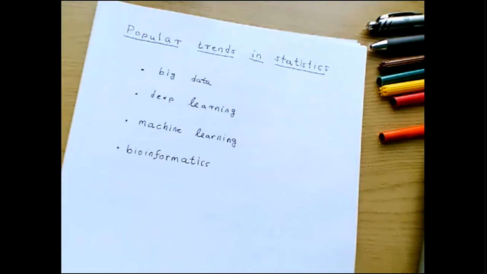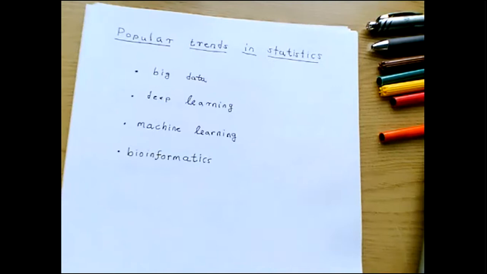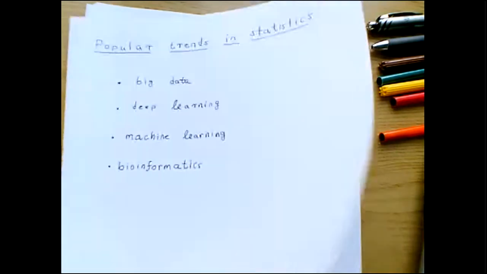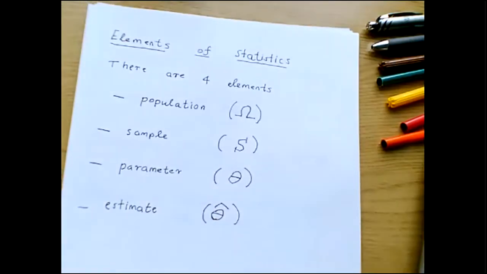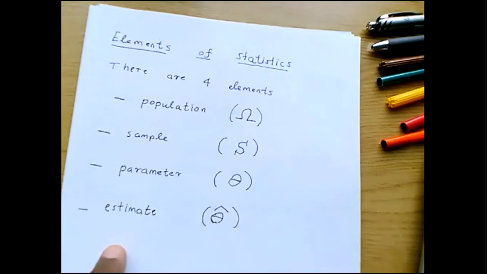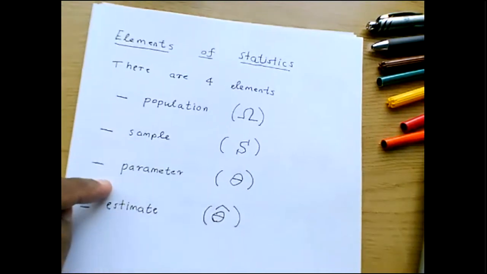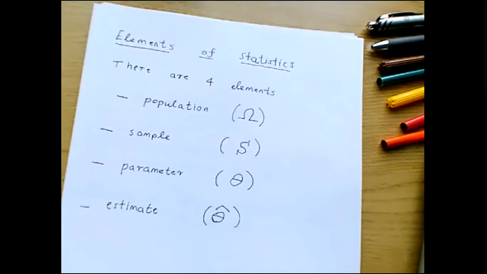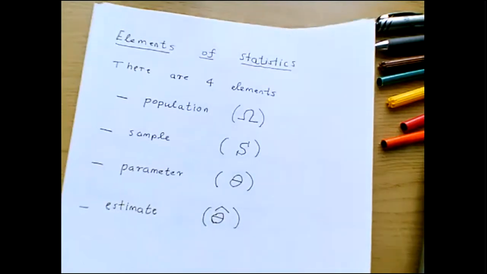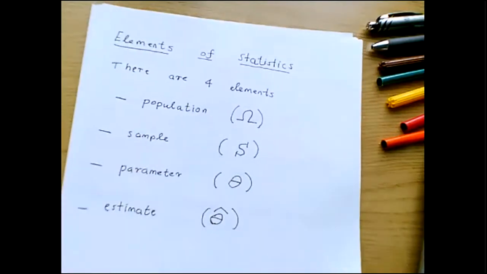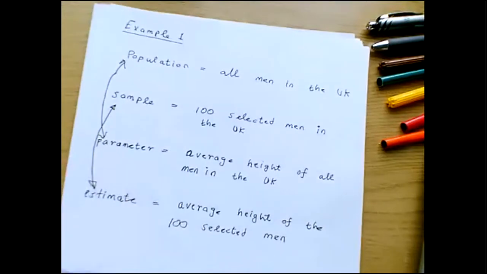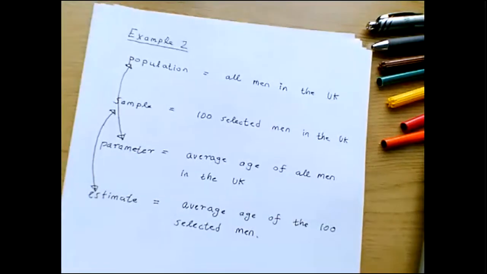All right. So this is the video on popular trends in statistics. These are the four elements of statistics: population, sample, parameter, and estimate. And I gave you two examples of these four elements of statistics. This is example one, this is example two.